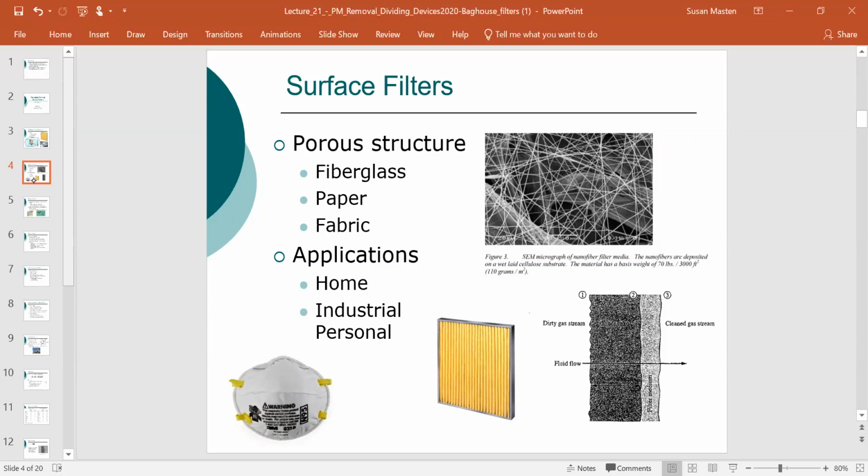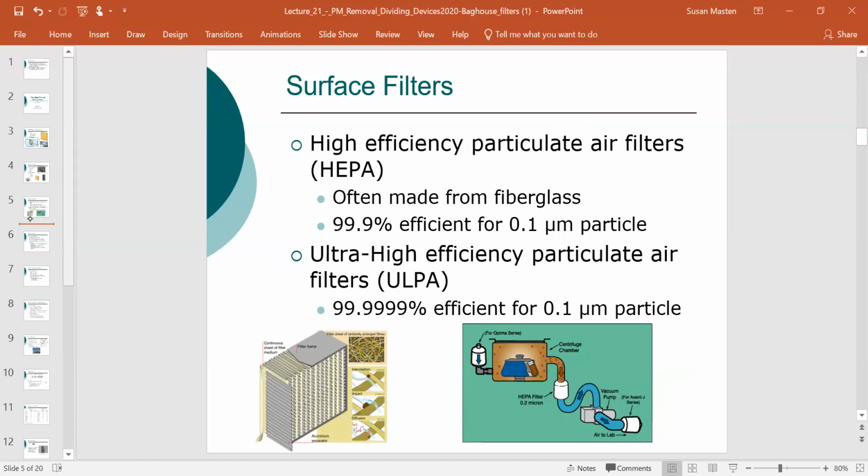As I mentioned on Monday, these filters can be made with a variety of different types of materials. We'll focus this time, again, on fabric filters, but we'll look at it more from the aspect of what we are removing in an industrial setting. When we talk about filters, we can talk about high efficiency particulate air filters. These are filters that are used, for instance, in an air conditioning system or furnace.